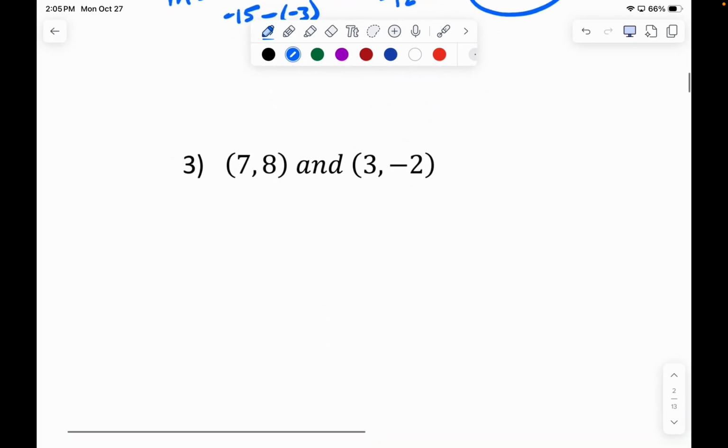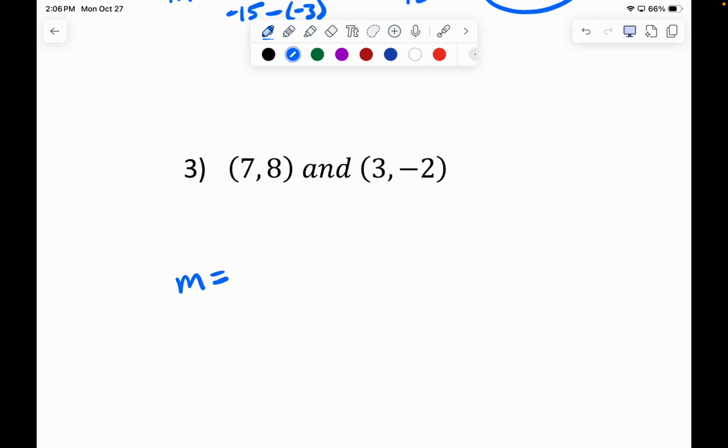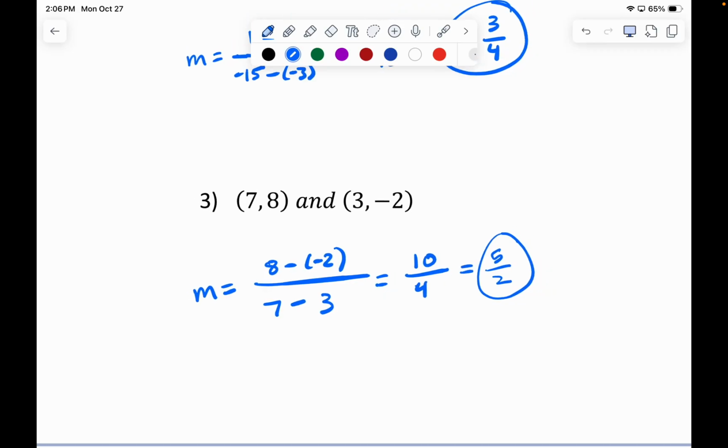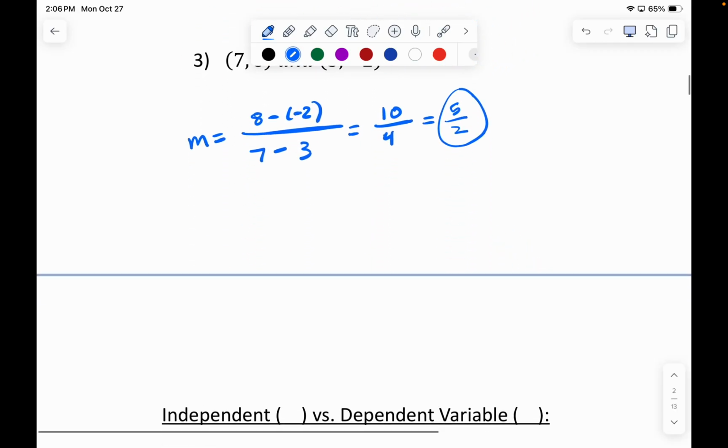Okay, last one on this page. Somebody, what do you want to do for the y's? All right, 8 minus negative 2 is the first thing I heard, which means for the x's, I'm sorry, it's got to be 7 minus 3. 8 minus negative 2 is 10. 7 minus 3 is 4. Does that reduce? Yes, 5 over 2. And leave it as 5 over 2. Do not make it 2.5. If you're wondering why, trust me for now. When we get to it later, when we have to graph stuff, it'll be better.